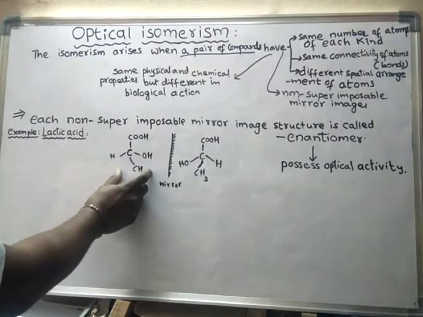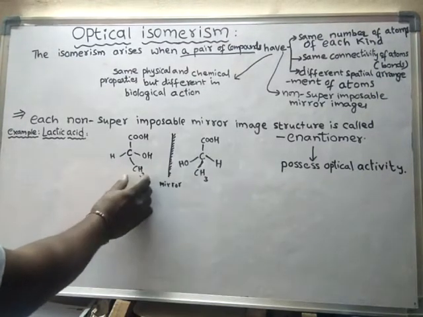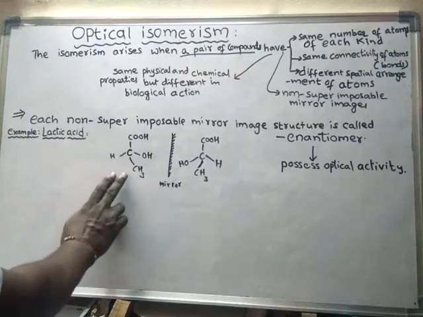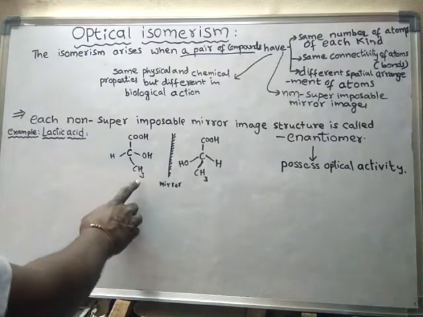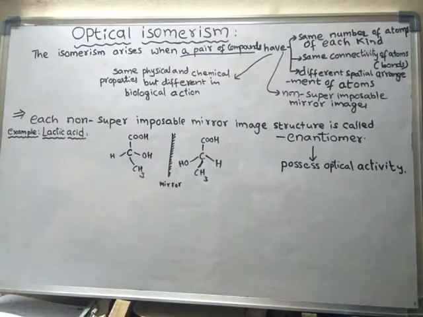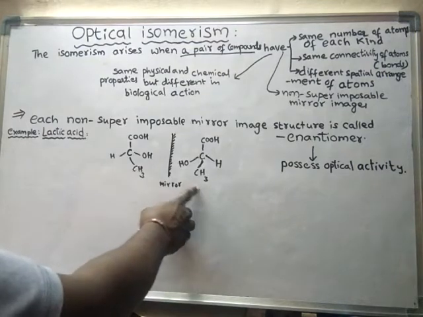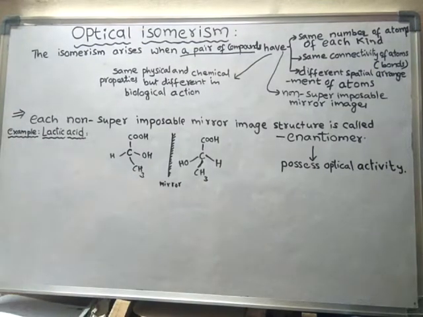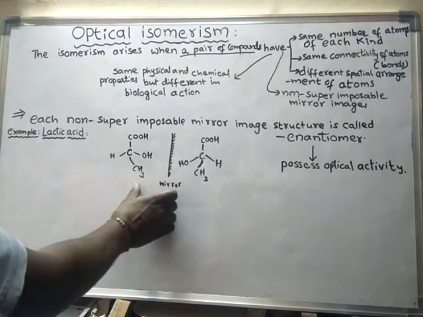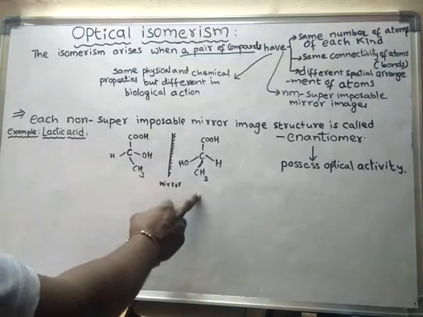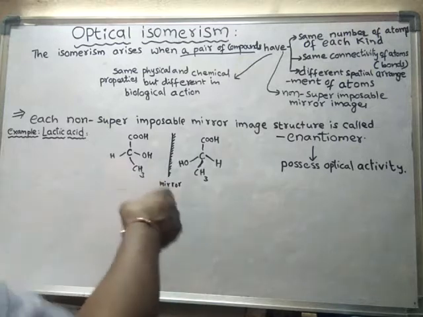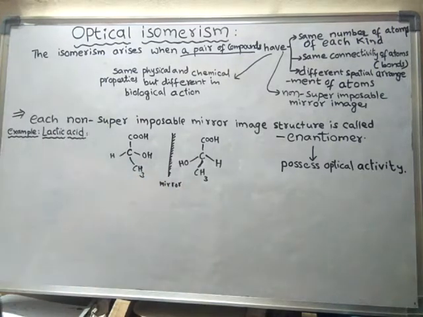If you see the lactic acid in the mirror, it appears like this. So now this is the mirror image of lactic acid. Suppose if this is the lactic acid, then this will become the mirror image of lactic acid. So this pair, the one compound and this another compound, actually this also exists in nature, and these two are mirror images of each other, right?